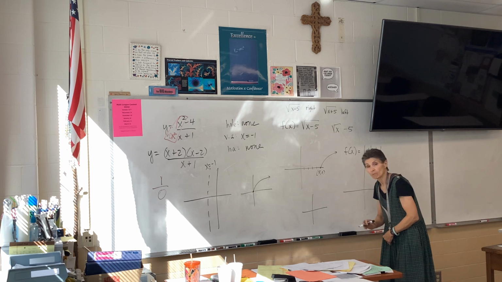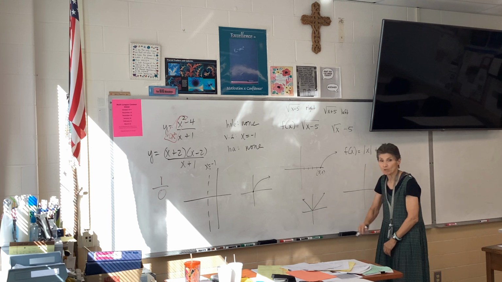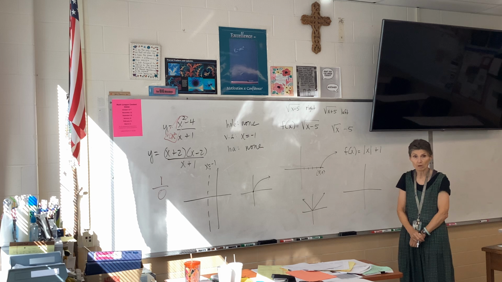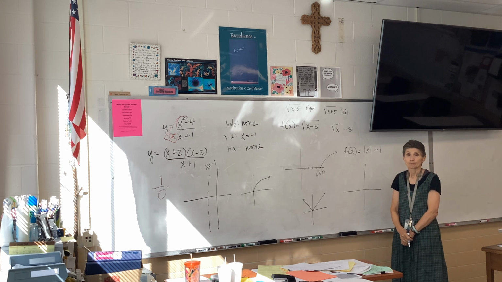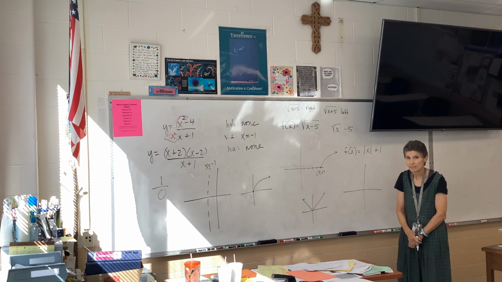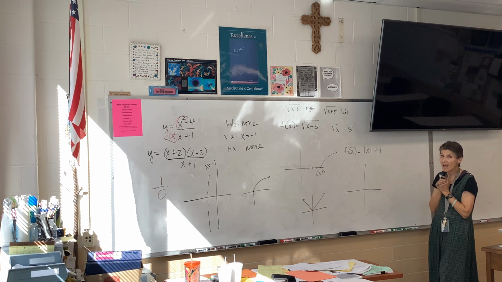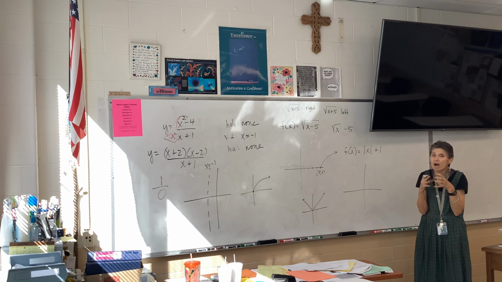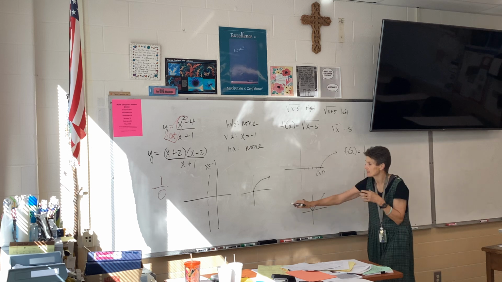I'm going to draw the shape over here. What shape is it? It is a V from the origin. That should be on your note card for the absolute value. Now notice I'm adding, but that add is not inside the absolute value sign. It's not this.